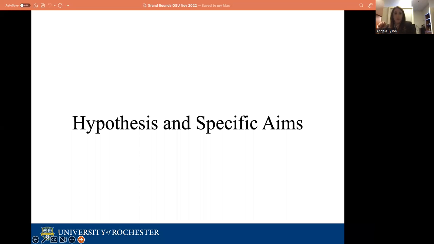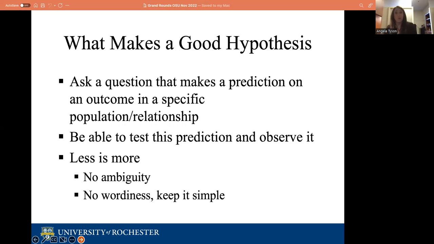Okay. So, hypothesis and specific aims. I know you've heard this since probably some kind of K through 12 school, right? Like, what is a hypothesis? It's your question. What are your aims? But when you actually go to write this for a study, this is probably the hardest and the most time-consuming part. So what makes a good hypothesis?